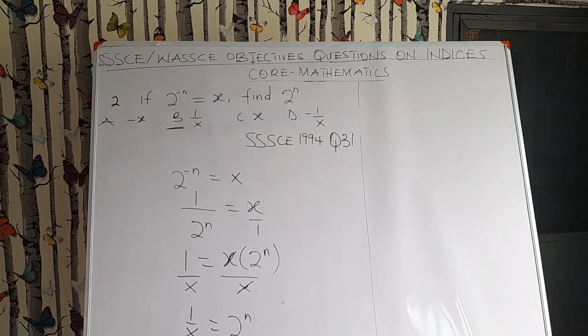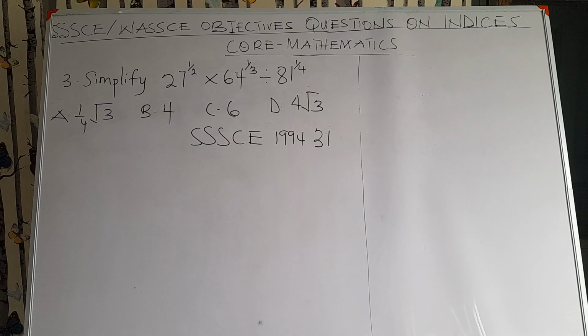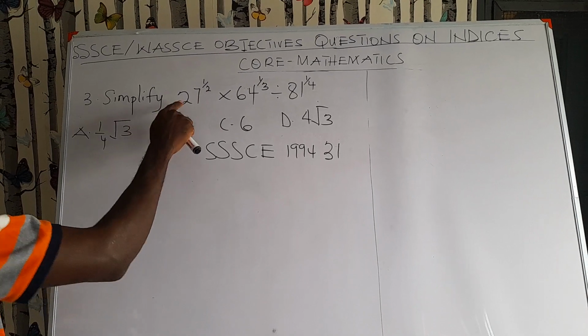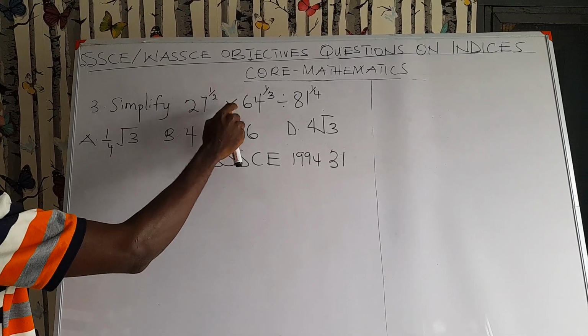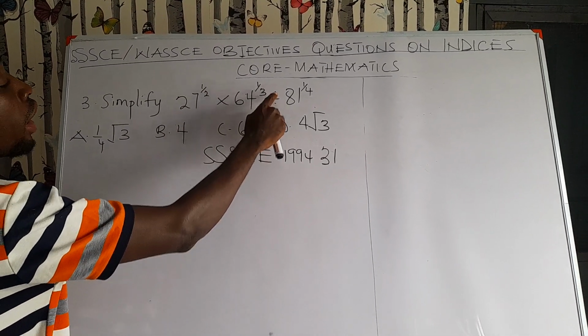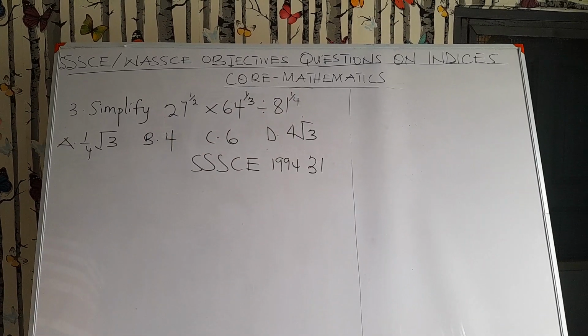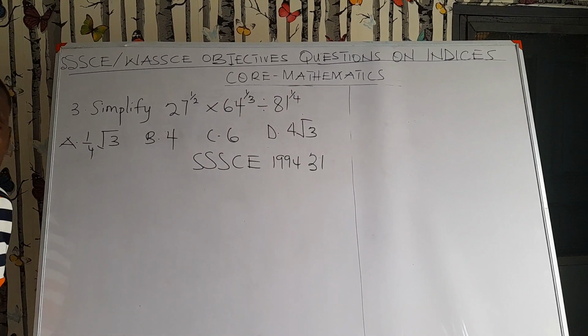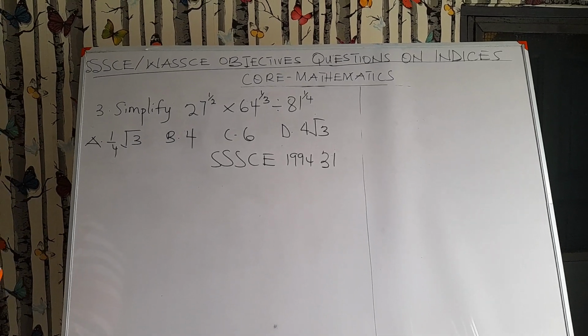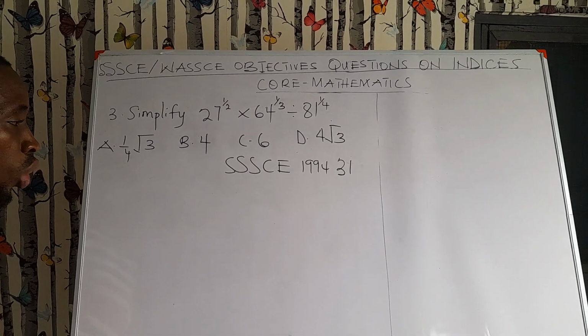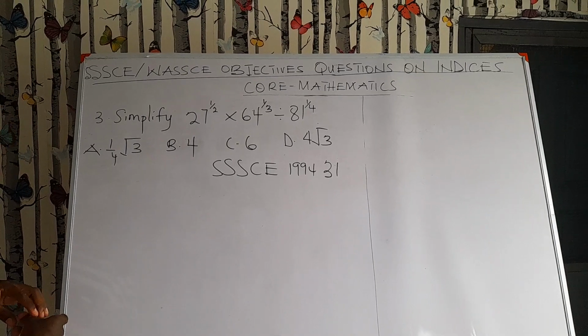We'll solve our next question. It says simplify 27 exponent half times 64 exponent 1/3 divided by 81 exponent 1/4. And the possible answers are given. The one we solved previously was on question 14. This rather is on question 31. So please take notes. Now let's solve.